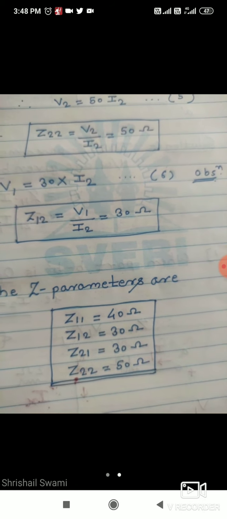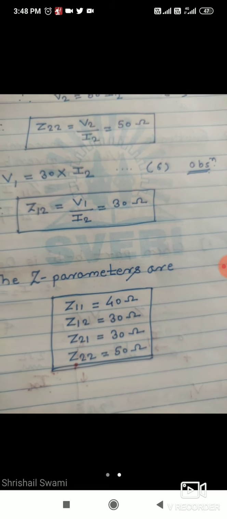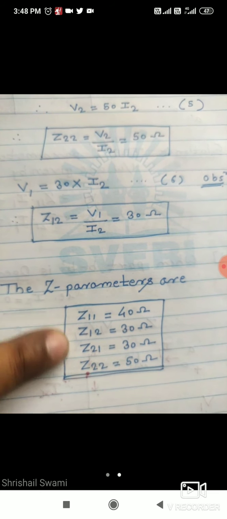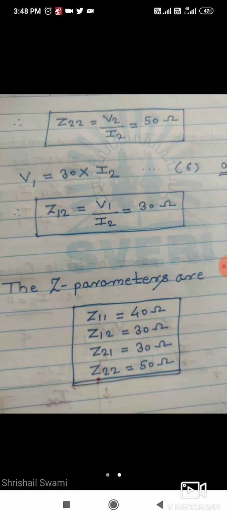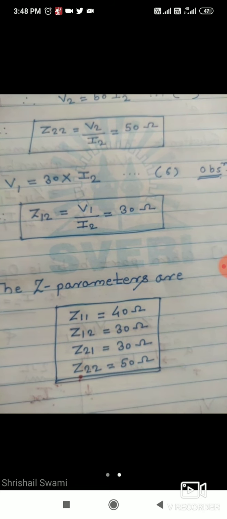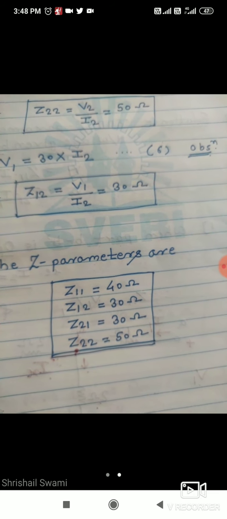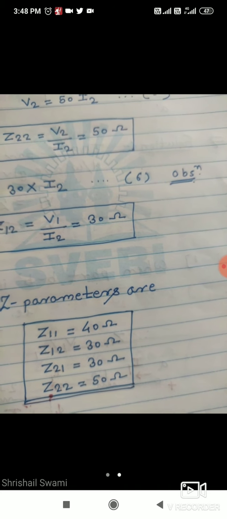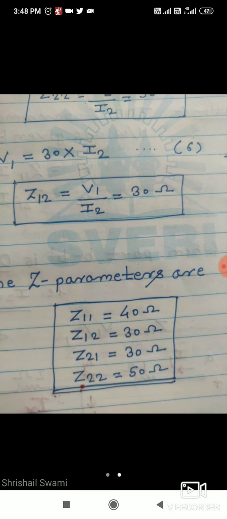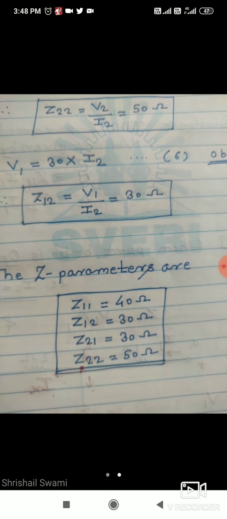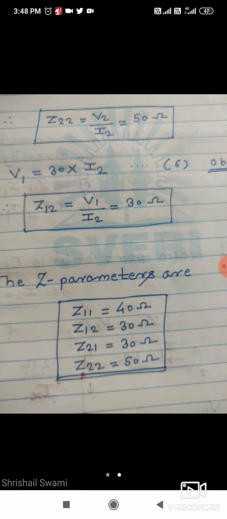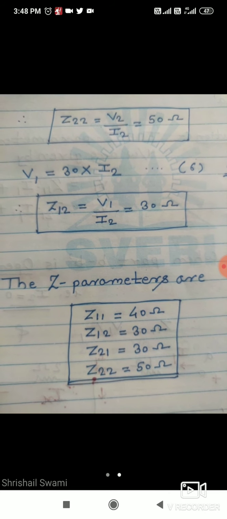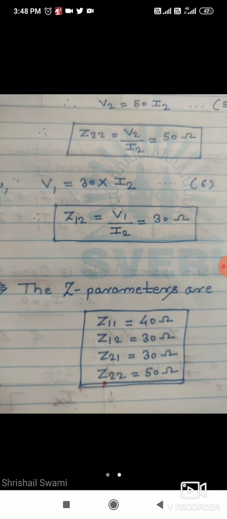This type of problem will be asked for 4 marks in the university question paper. According to the answers, each parameter carries 1 mark. If all 4 parameters are correct, you will get all 4 marks. If 2 parameters are correct, you will get 2 marks. If 3 parameters are correct, you will get 3 marks. Do you understand? Each parameter gets 1 mark. If it is of 6 marks, then each parameter will get 1.5 marks. According to the marks allotted to that question, you will get the marks in the university question paper.